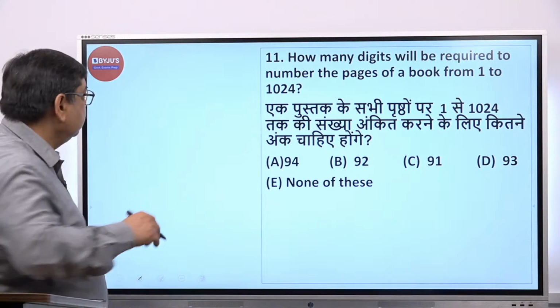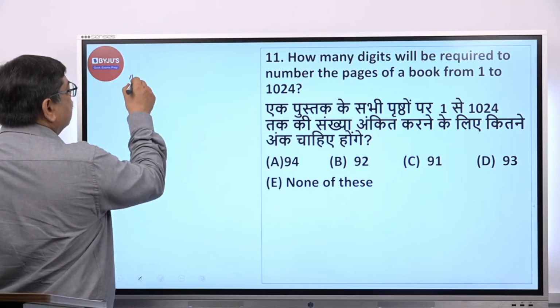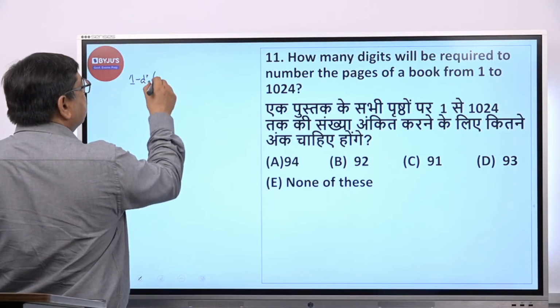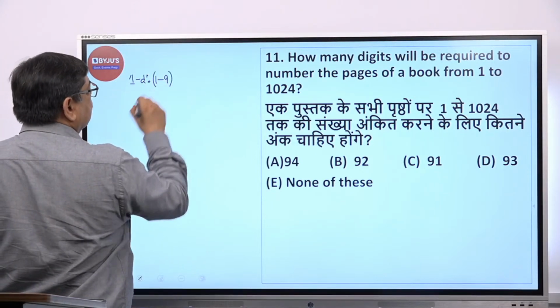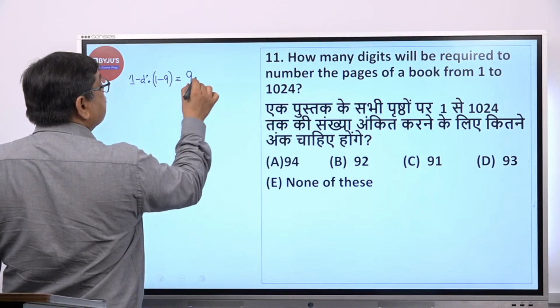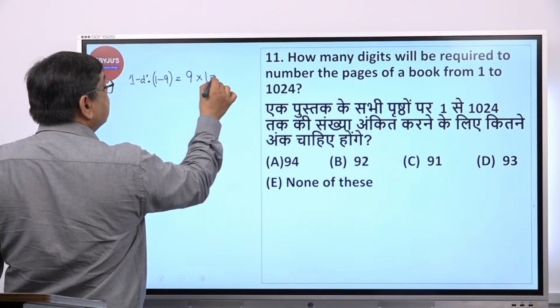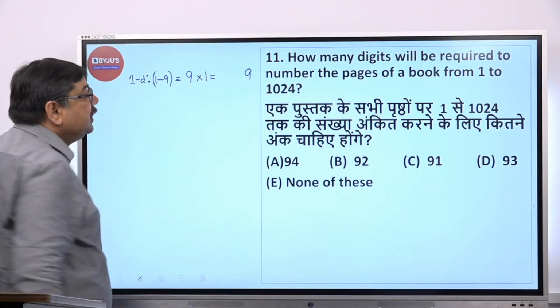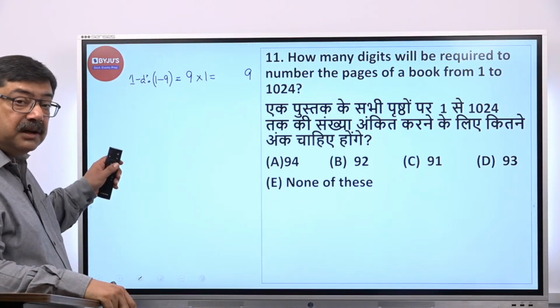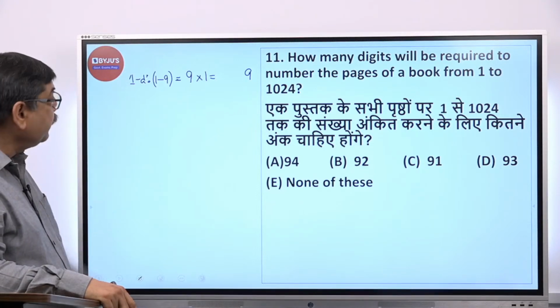Let's start. Exactly the same process. Where do the single digit numbers go from and to? We have the numbers from 1 to 9. All right. Now how many numbers are these? These are 9 numbers, each of 1 digit. So we get total 9 such digits for writing down numbers from 1 to 9.